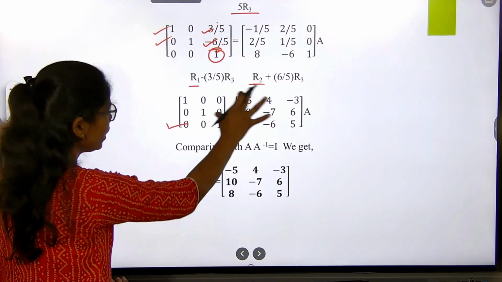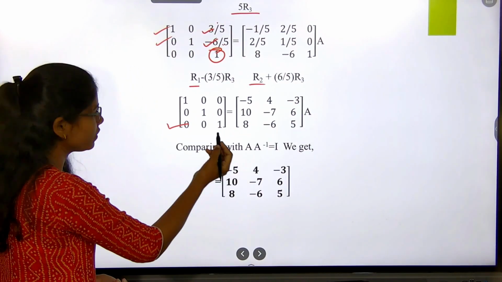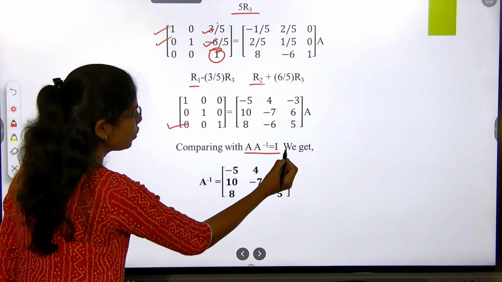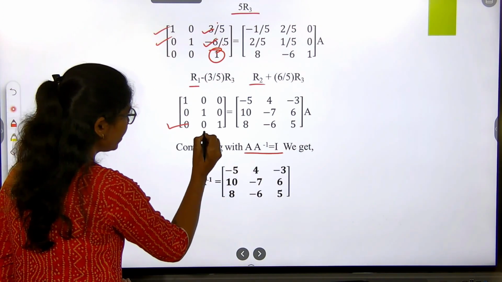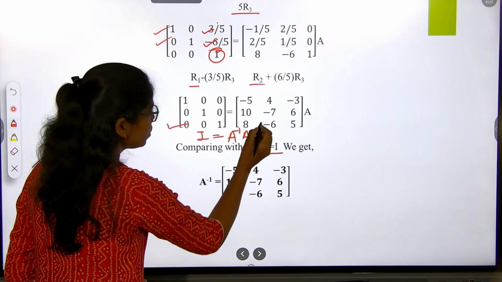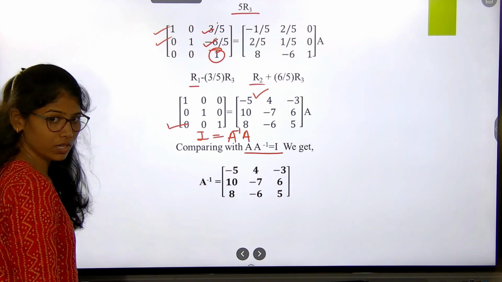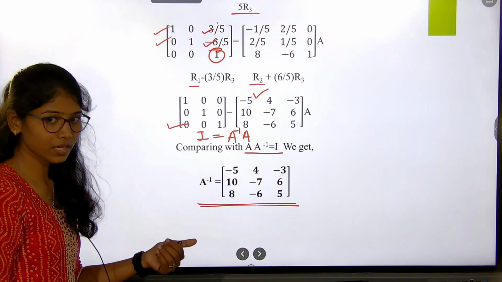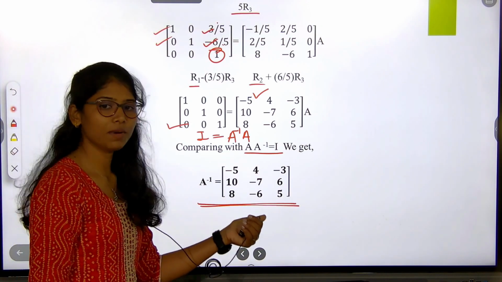So we get this. Now this is your identity matrix. Okay. So comparing with A into A inverse equal to identity, so look at here, identity equals to A inverse into A. So this matrix is your A inverse. Therefore A inverse equals to minus 5, 4, minus 3, 10, minus 7, 6, 8, minus 6 and 5.